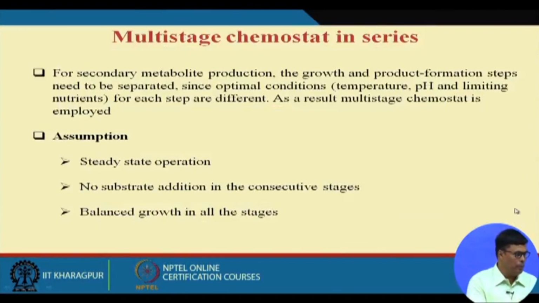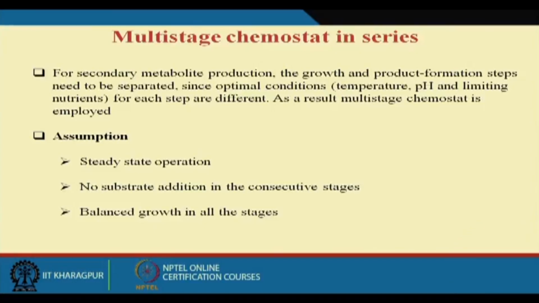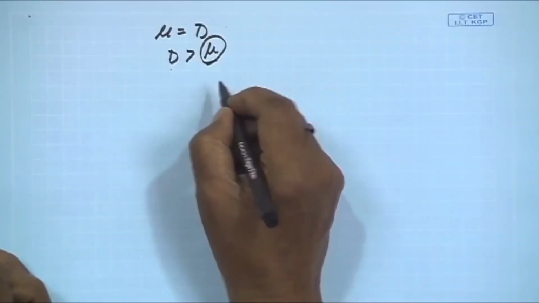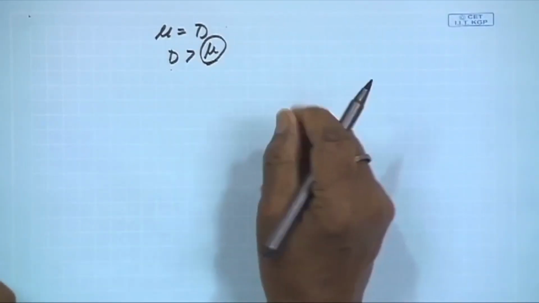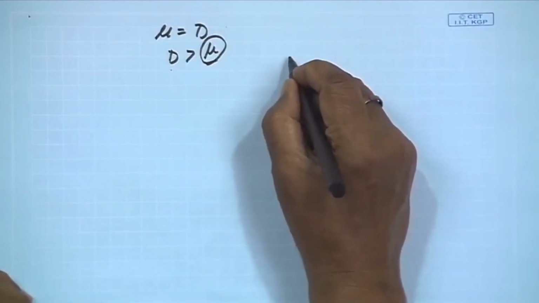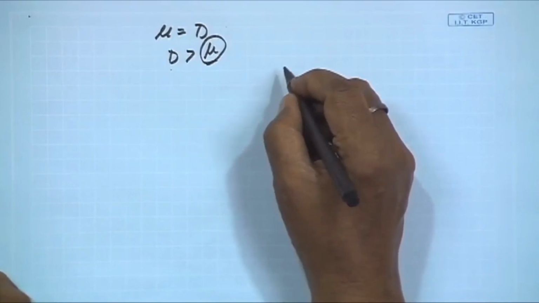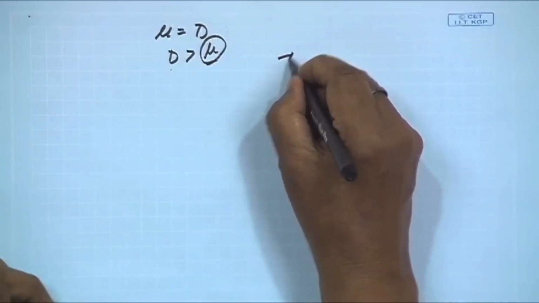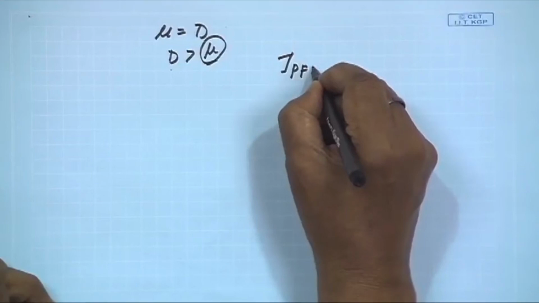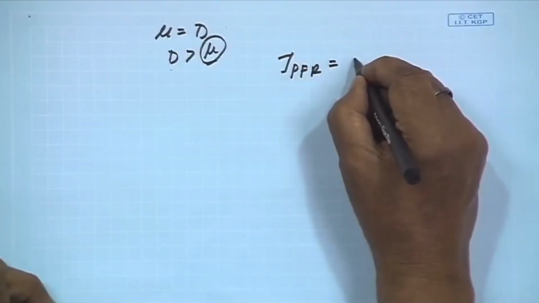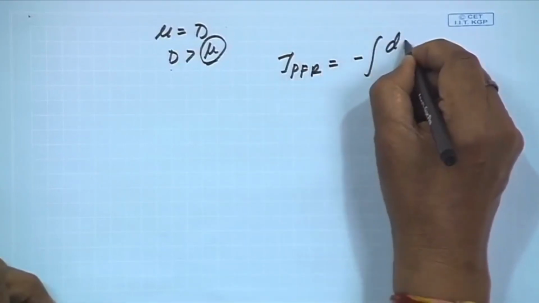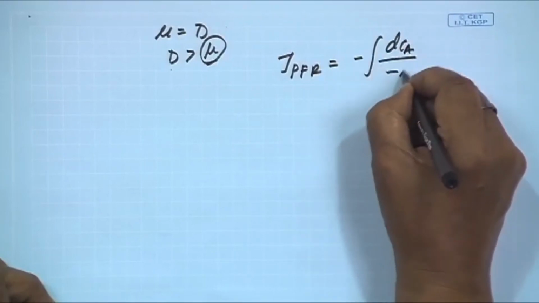Now I want to point out how to operate multi-stage chemostats in series, what you call a cascade type of fermenter. Cascade, because you can remember that in reaction kinetics, we have come across the plug flow reactor. In the case of the plug flow reactor, we have come across this equation, minus dCA equal to minus RA.